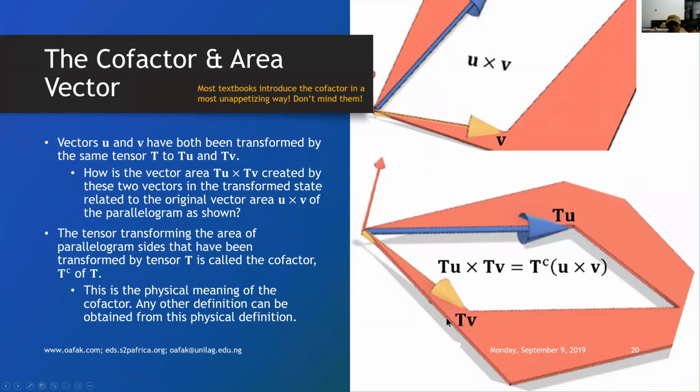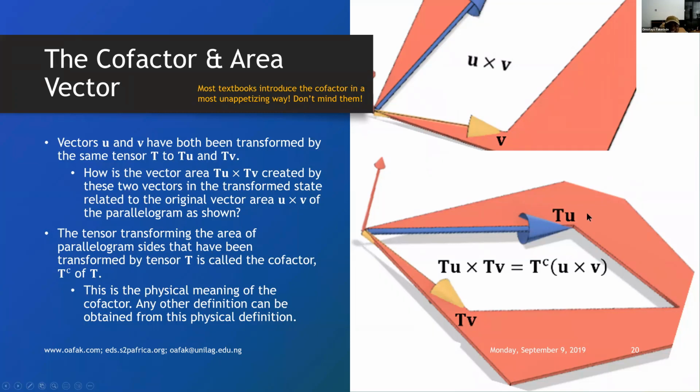The question is, suppose we want to express that area in terms of U and V. What tensor was transforming it? We define that tensor as the cofactor of T. This is the definition, a triple equality. You know that once U has been transformed and V has been transformed, U cross V has also been transformed. We can express it as TU cross TV, but suppose you want to express it in terms of U cross V. The tensor that transforms U cross V to its final state, as a result of the transformations U and V have received, is defined as the cofactor of T.